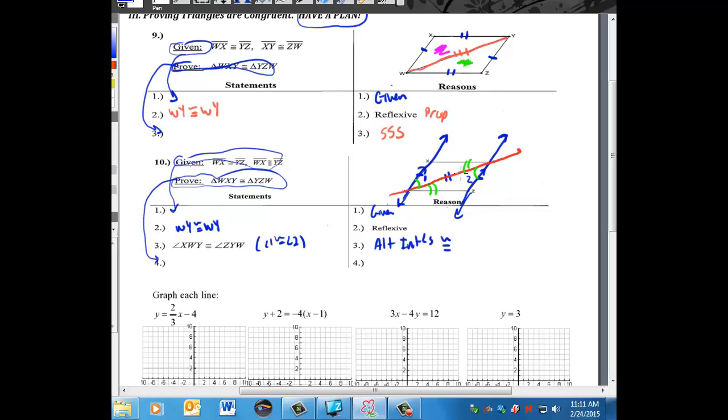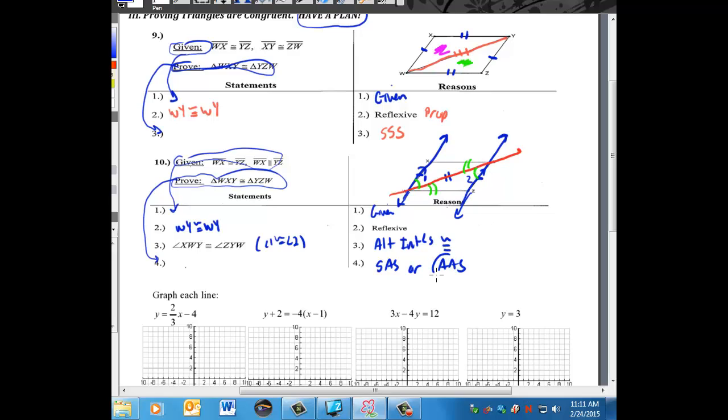We have a side, an angle, and a side. We also have an angle, angle, and a side. So we have two ways that we can prove this. We can say that these two triangles are the same by side, angle, side. Or we could also use angle, angle, side, because we've shown that these triangles are the same.